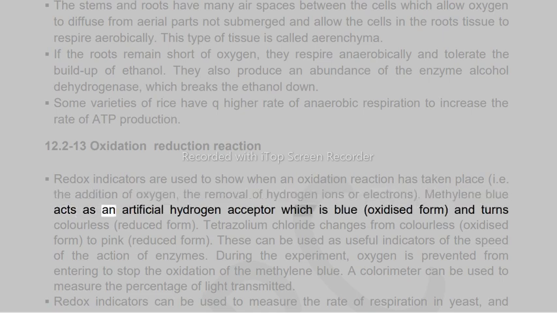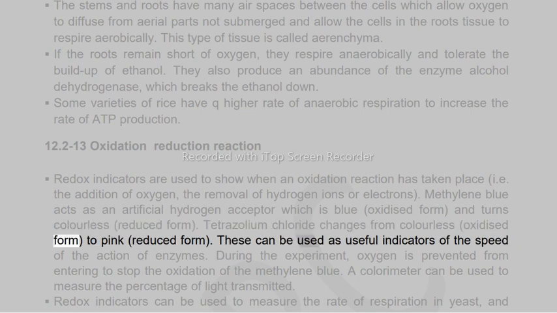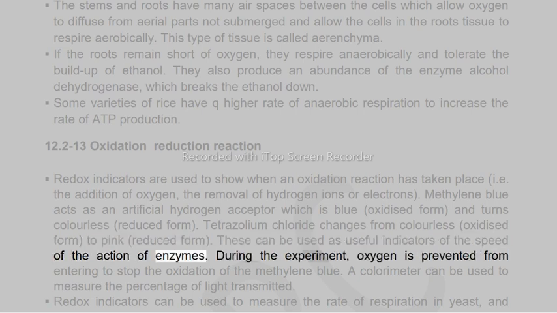Methylene blue acts as an artificial hydrogen acceptor which is blue in its oxidized form, and turns colorless in its reduced form. Tetrazolium chloride changes from colorless, oxidized form, to pink, reduced form. These can be used as useful indicators of the speed of the action of enzymes.